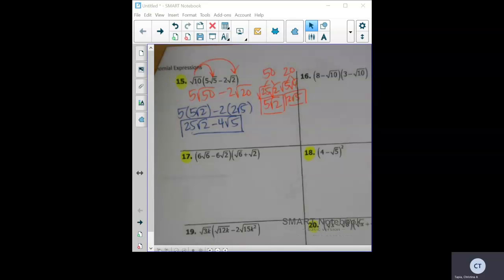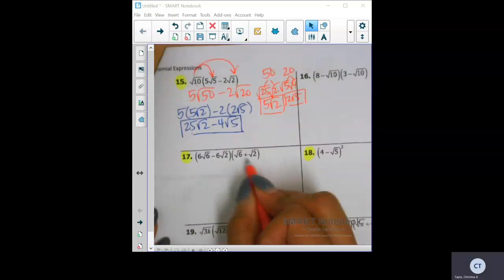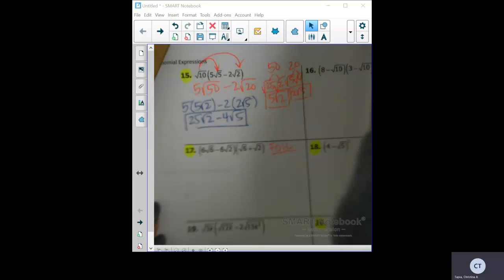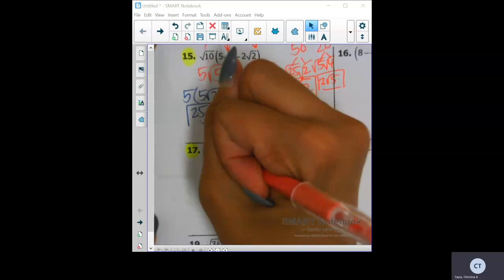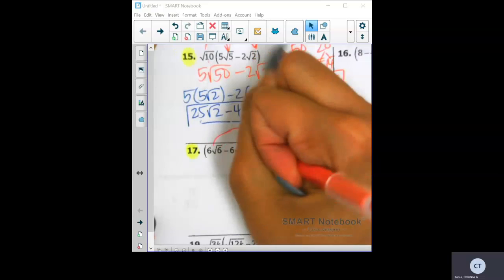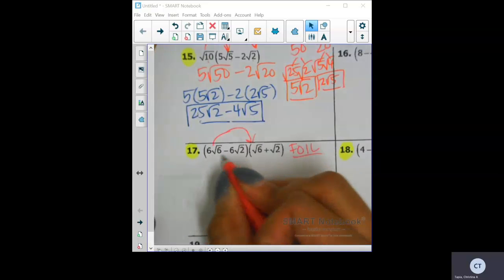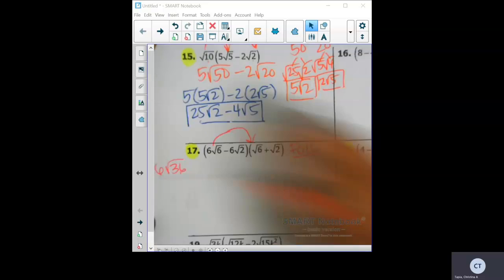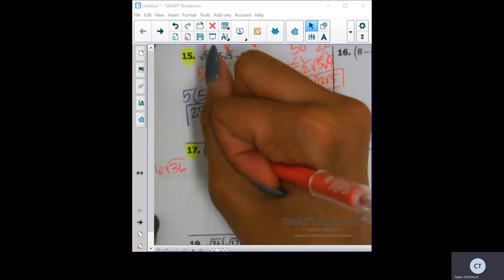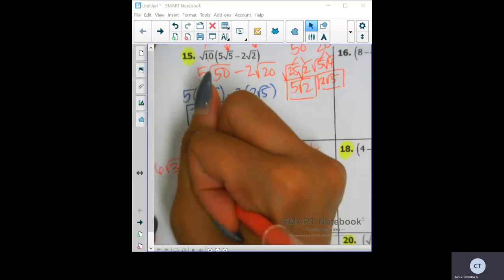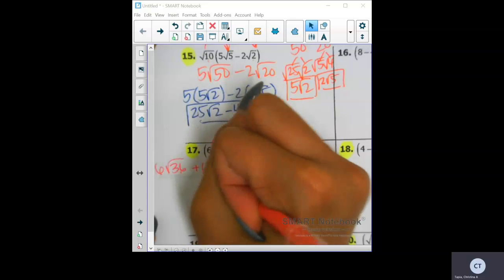For 17, you're technically going to need to distribute, but when we have two terms in each parentheses, we use FOIL. So you definitely need to FOIL here. So for question 17, I'm going to do FOIL for the first terms in each parentheses. So first, we're going to multiply 6 and square root of 6 times square root of 6. So 6 square root of 36. Outer is 6 square root of 6 times 2 square root of 2. So that'll be positive 6 square root of 12.